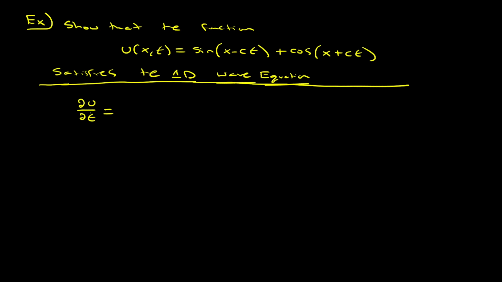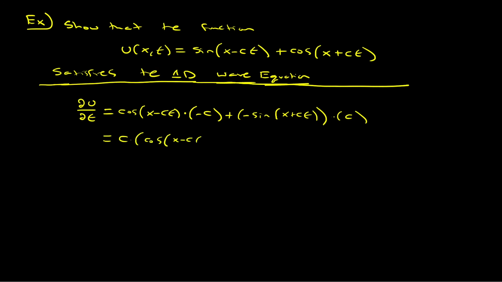Well, the partial derivative of this function with respect to t is going to be cosine of x minus ct times negative c, plus negative sine of x plus ct times c, or c times cosine of x minus ct times -1, minus sine of x plus ct.